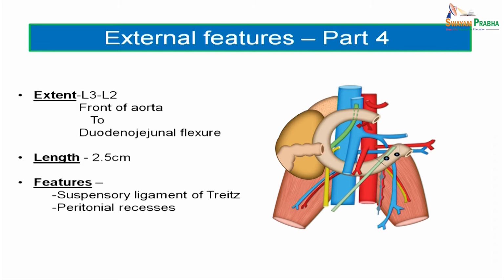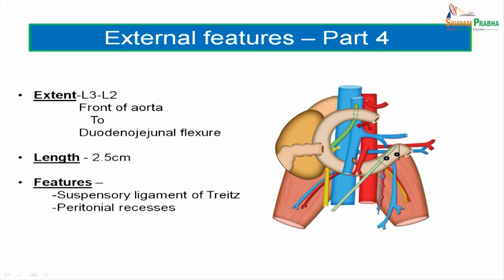There are 4 peritoneal recesses, one from the superior aspect which opens inferiorly, one from the inferior aspect which opens superiorly, one is present at the junction of the third and fourth part, that is called the retroduodenal recess, and there is one recess which opens to the right and that is called the paraduodenal recess, and that has the inferior mesenteric vein. So, these are the 4 recesses: superior, inferior, retroduodenal and paraduodenal recess related to the fourth part of the duodenum.